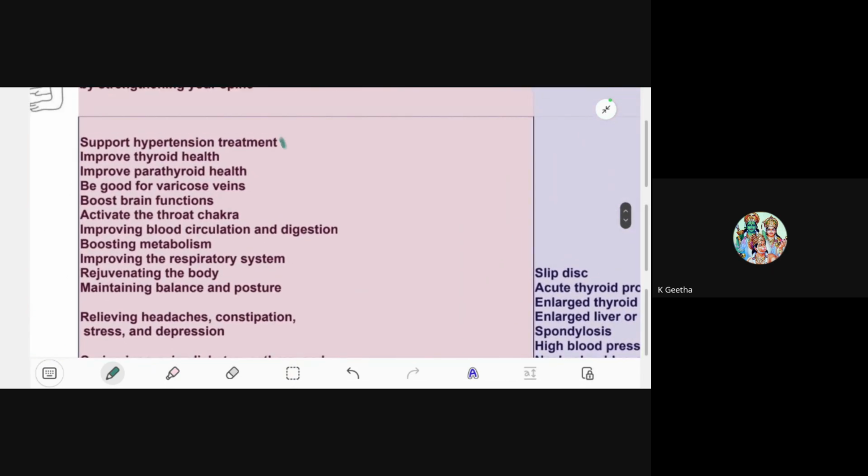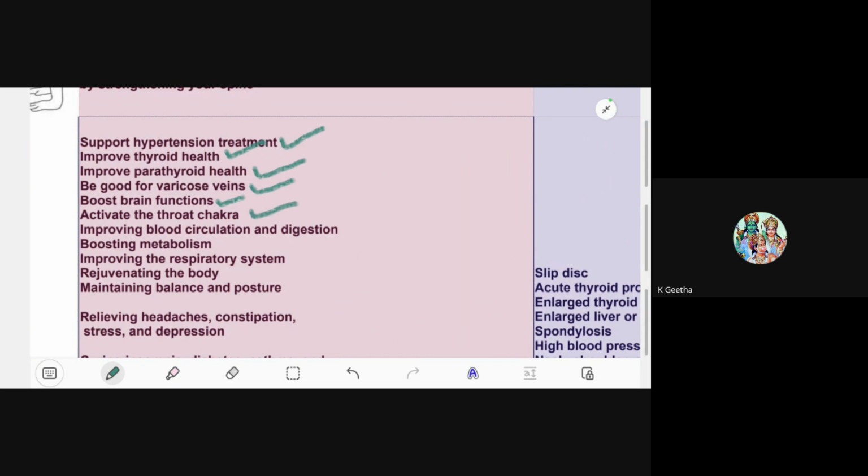Supports hypertension treatment, improves thyroid health, improves parathyroid health, and is good for varicose veins because now the veins can do anti-gravitational work, which earlier they were not able to do. Earlier gravitation was pulling down the deoxygenated blood in the veins. So for the veins it is helpful, as there is no such pressure on them. It boosts brain function because blood is flowing into the head region.